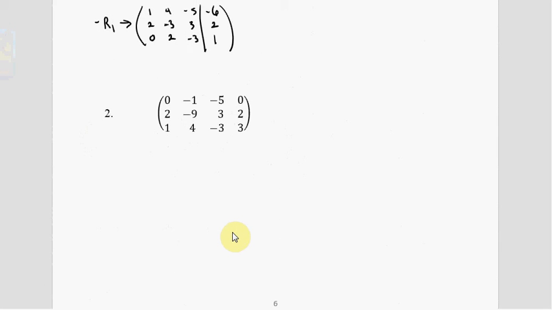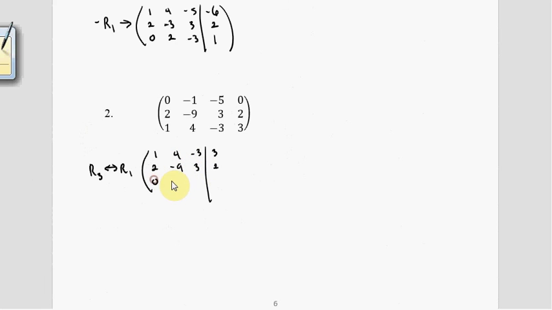So how can we get a leading 1 here where that 0 is? What should we do? Yes, sir. Interchange rows 1 and 3, right? So we'll say row 3 is swapped out with row 1. It's augmented, so I can draw that line there. Yes, 1 plus 0 is 1.